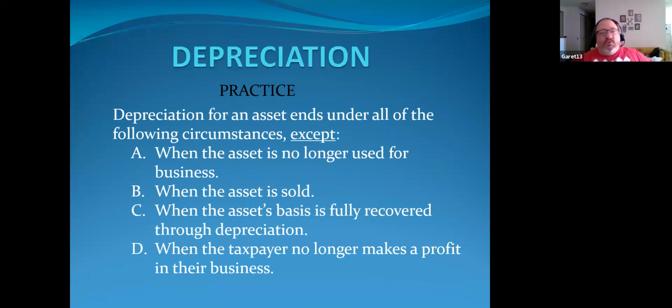I'll read it. Okay, go ahead, Garrett. Depreciation for an asset ends under all of the following circumstances, except. Okay, and then type in your answer.